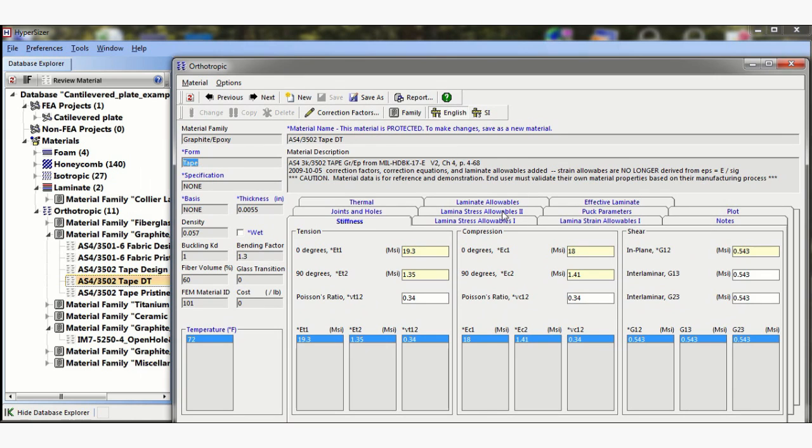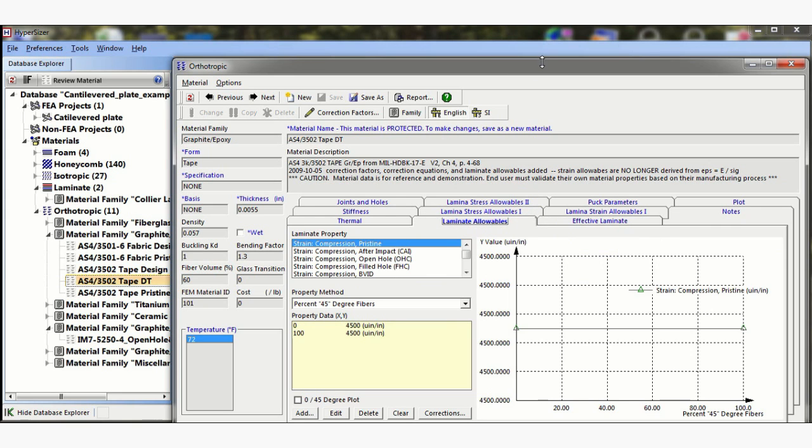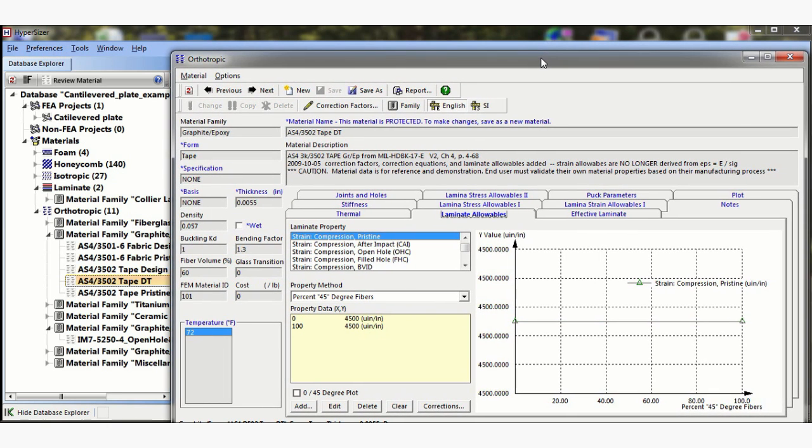So what I've done here is open up the material properties. This is one of the Collier properties. They don't really have a full property allowables list. Oh, there we go, I'm trying to find it. They don't really have a full set of allowables, but it's good enough just to discuss the topic.